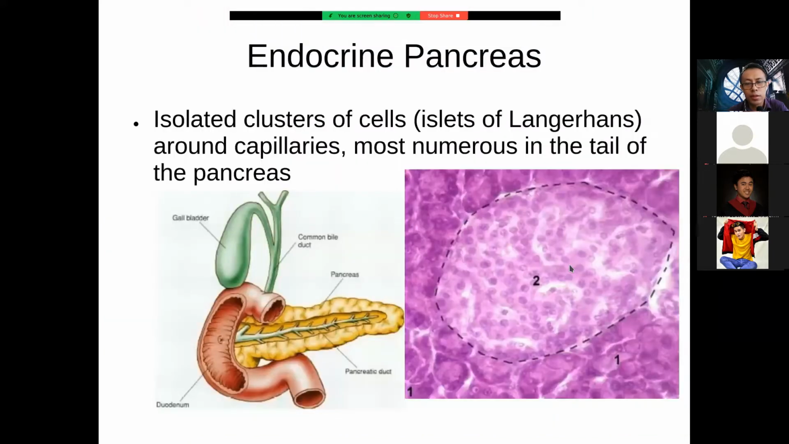They are islets, isolated islands of cells, so islets of Langerhans. And the basic definition of endocrine tissue is that they must be close to capillaries, and they will stain differently from the surrounding pancreatic tissue, which are classically very darkly basophilic.